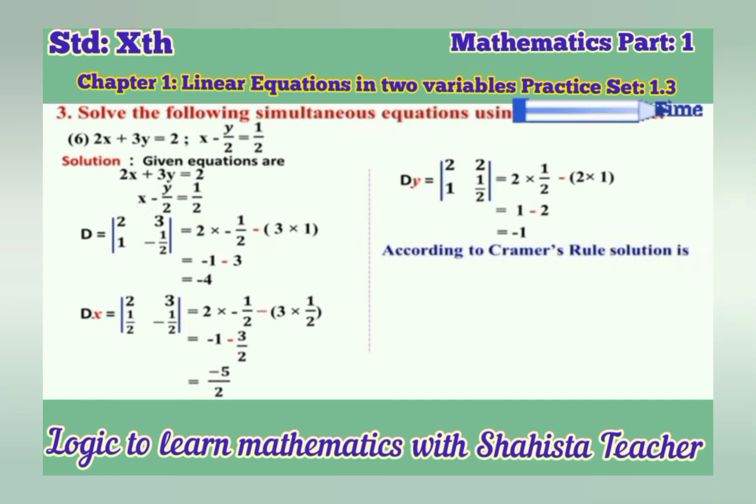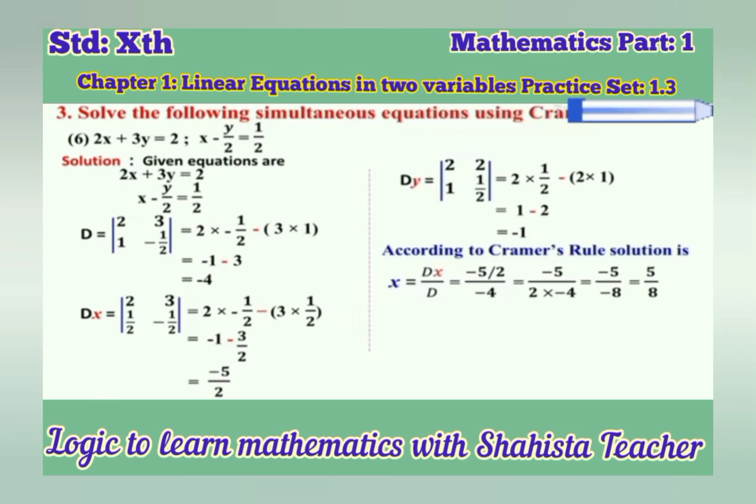Now according to Cramer's rule, the solution is x is equal to Dx upon D, that is equal to minus 5 upon 2 upon minus 4. So here minus 5 upon 2 multiplied by minus 4. So we get minus 5 upon 4, 2 fours are 8. So minus gets cancelled. So 5 upon 8. Is that clear? So x is 5 upon 8.